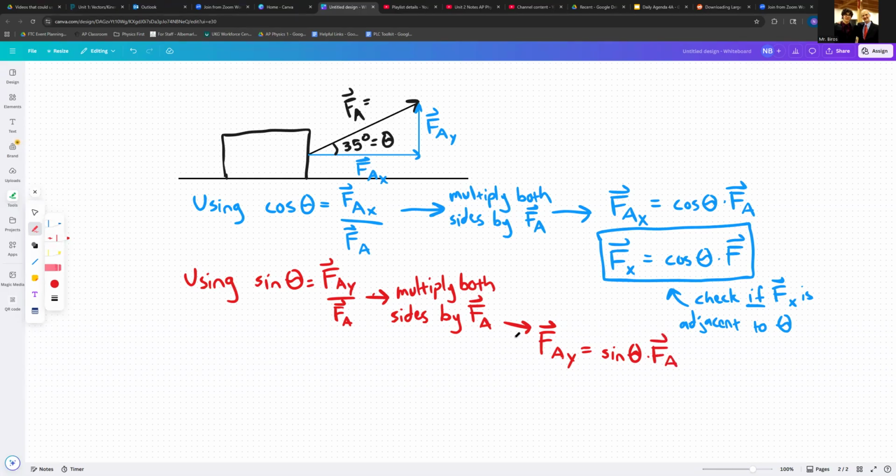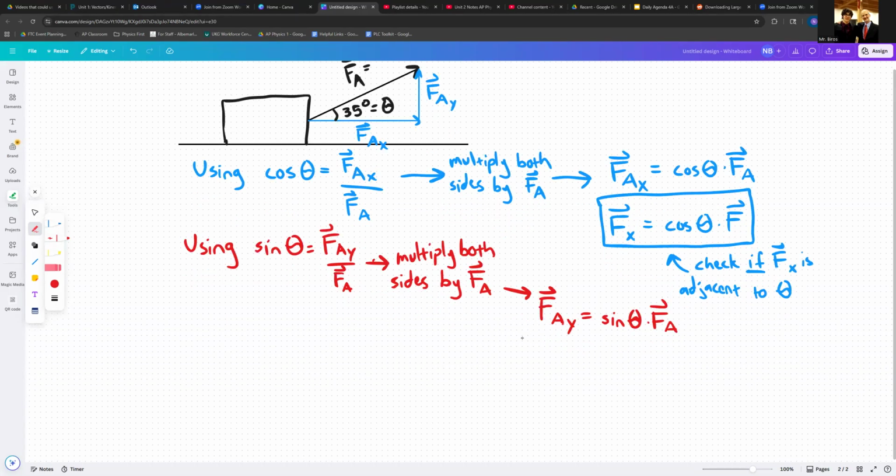Sine theta times F_A. Now we can also generalize this equation. That's probably a good idea because we don't want to assume that applied force is the only force we can split into components using an angle. So instead we'll say more generally, the y component of an angled force is typically found by sine theta times the total force itself, or the hypotenuse.